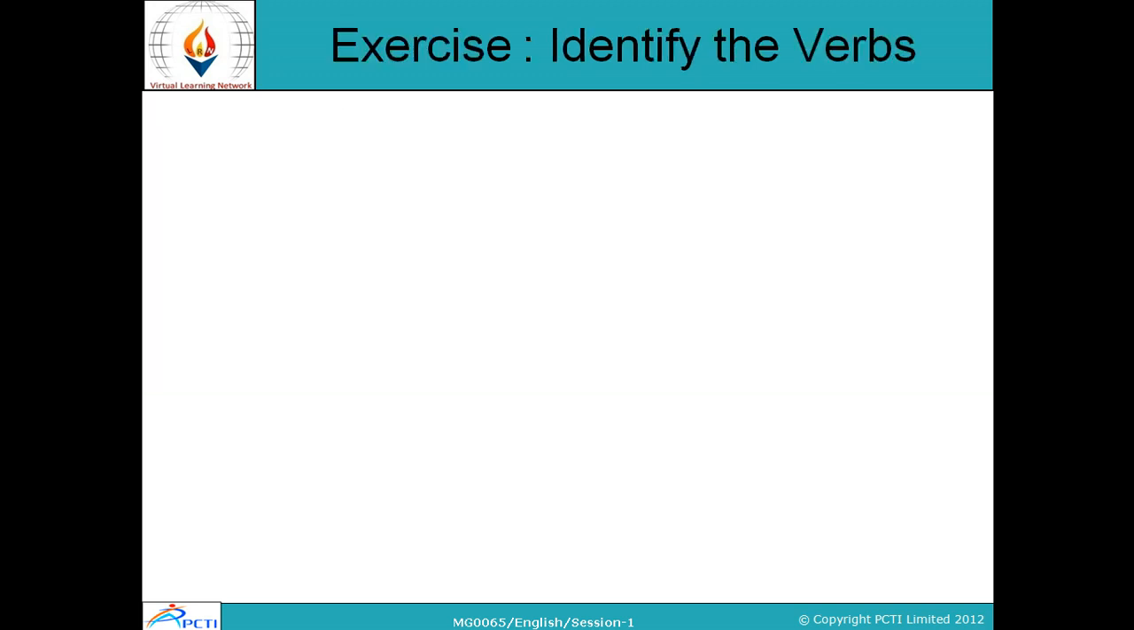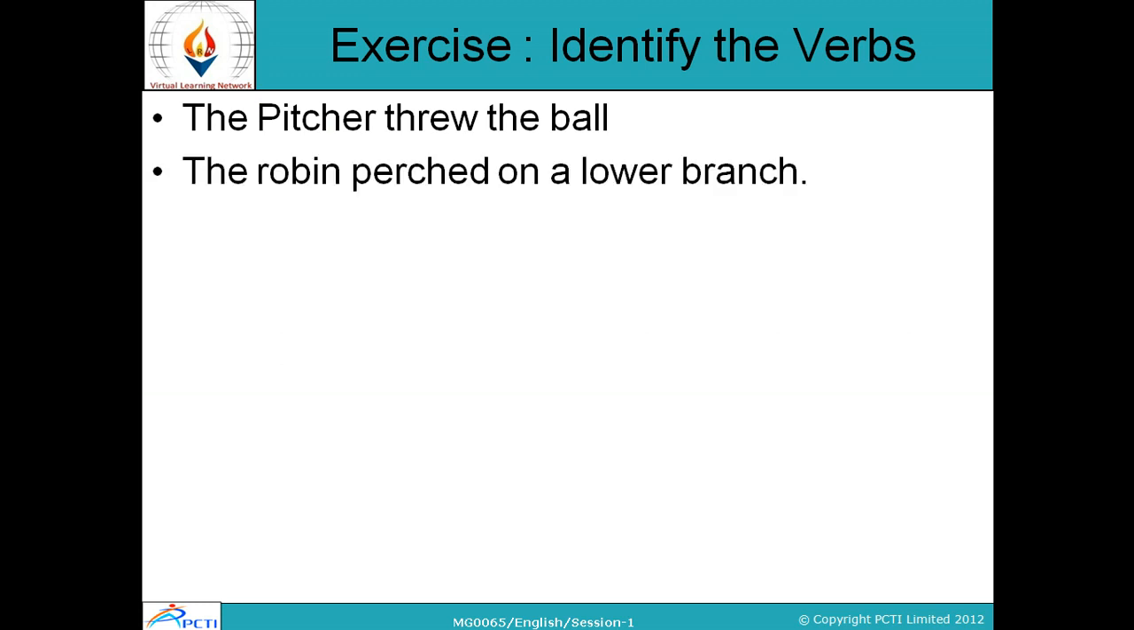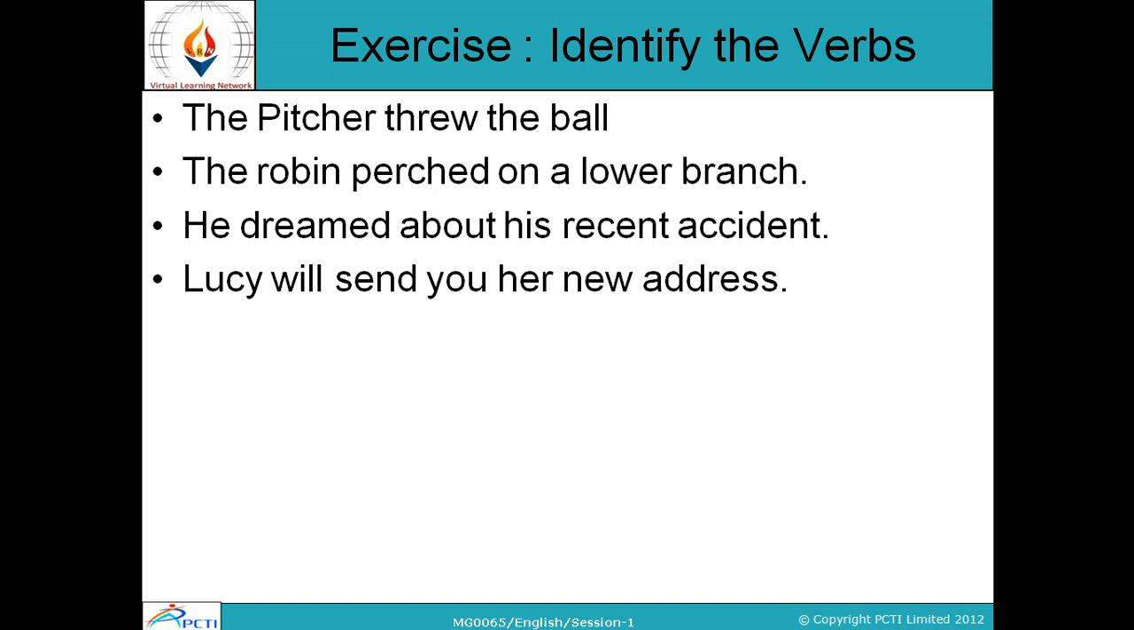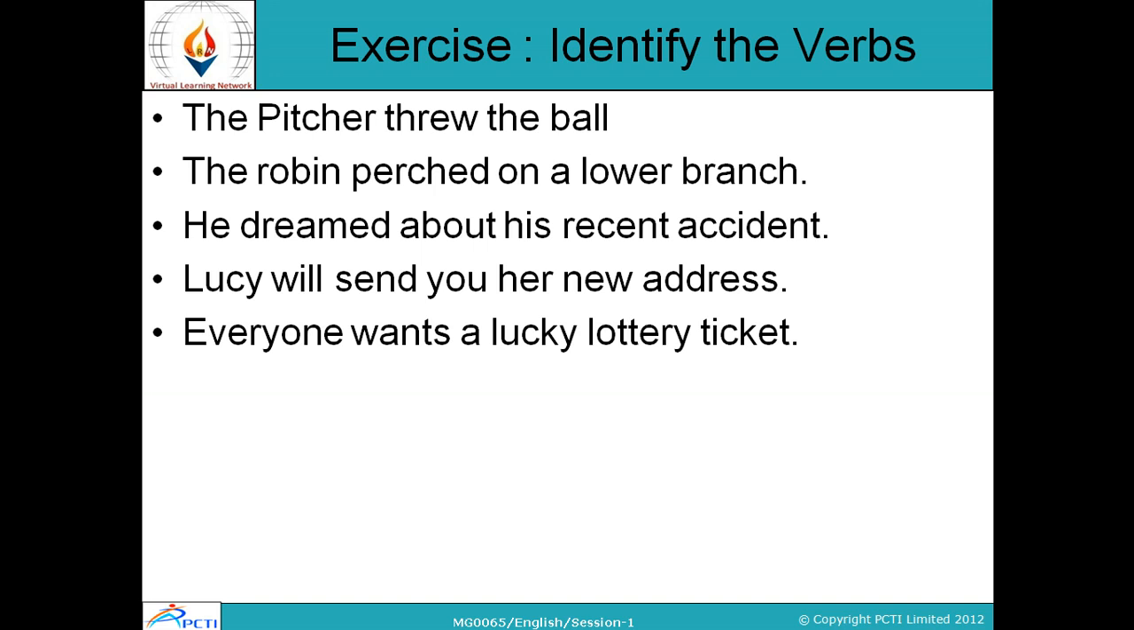Now let us identify the verbs. The pitcher threw the ball. So this is threw, something action happening. So threw is the verb. The robin perched on a lower branch. The perched. He dreamed about his recent accident. तो यहाँ पर क्या कर रहा है वो? Subject क्या कर रहा है? Dream कर रहा है, कुछ काम कर रहे हैं. So that is a verb. Lucy will send you her new address. So send is a verb. Everyone wants a lucky lottery ticket. So wants is a verb.